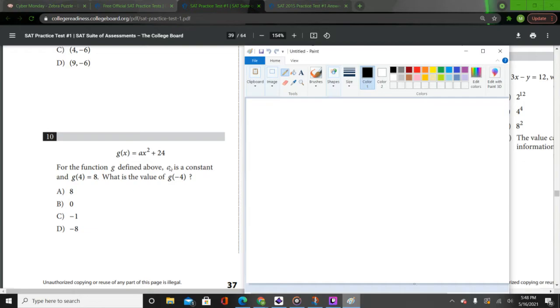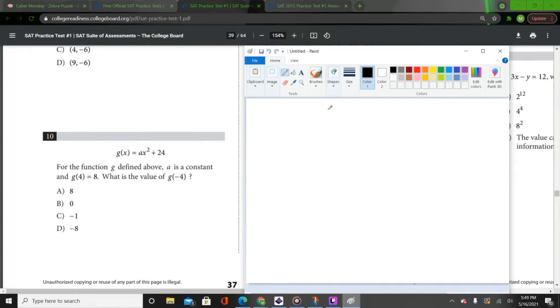But g of x is equal to a times x squared plus 24. For the function g defined above, a is a constant, and g of 4 is equal to 8. What is the value of g of negative 4? All right, so this shouldn't be too hard. So we have g of x.